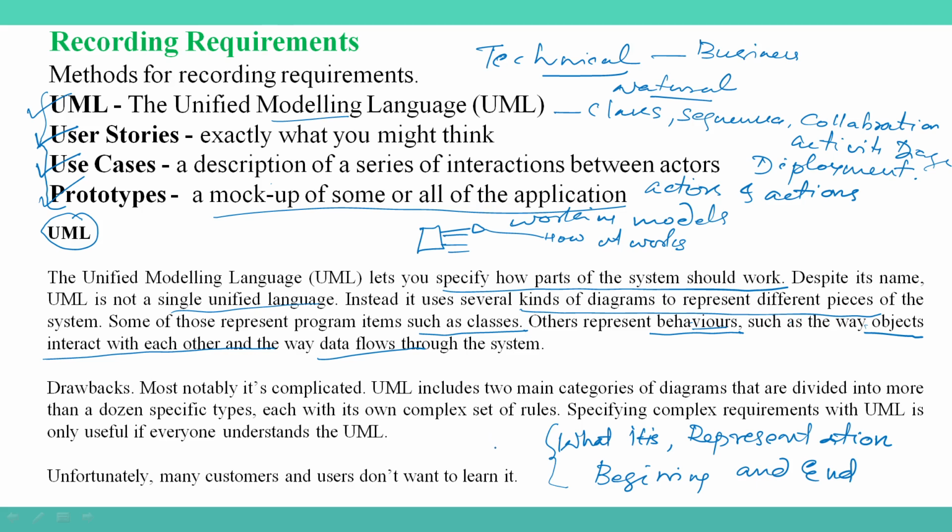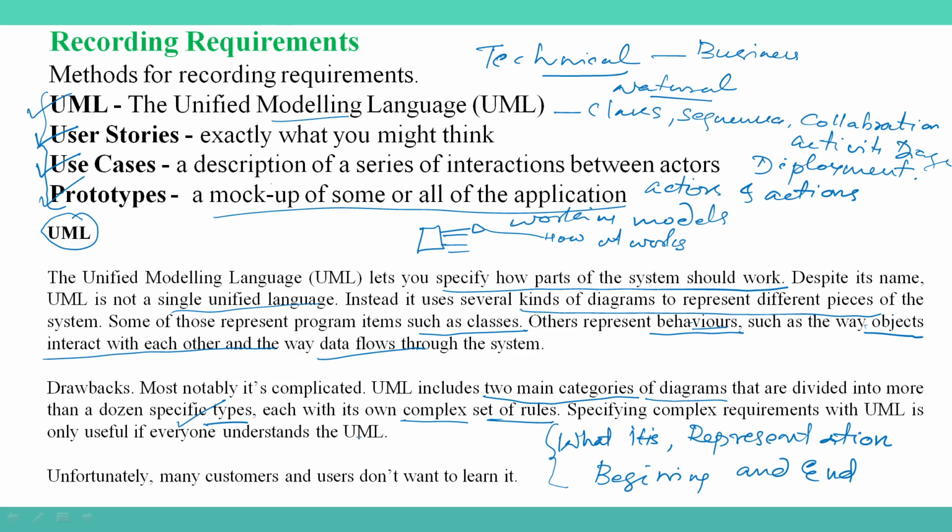UML includes two main categories of diagrams that are divided into more than a dozen specific types, each with its own complex set of rules. So there are two main categories of diagrams, that is, one is behavior and the other one is interaction, divided into more than a dozen specific types. That means within these two categories you have n number of types. So it is complex, having a set of complex rules for individual things.